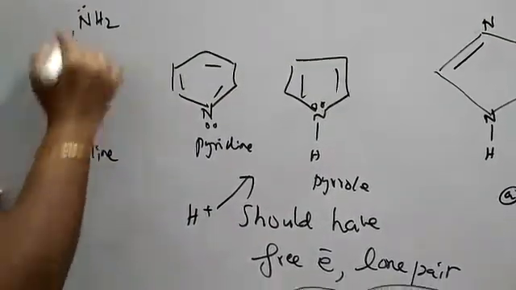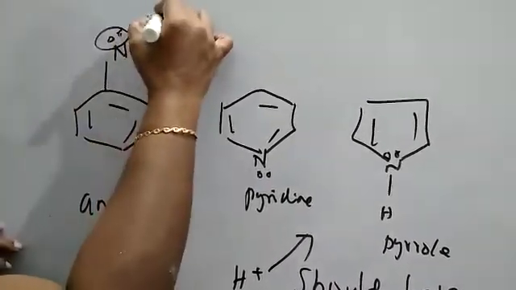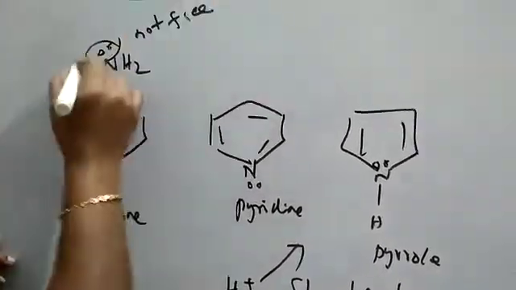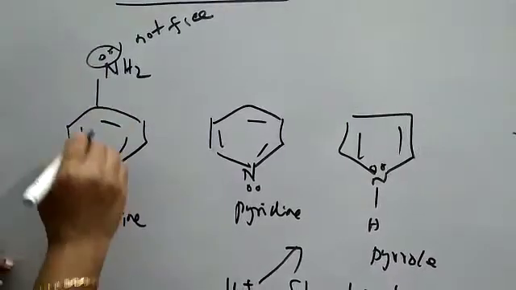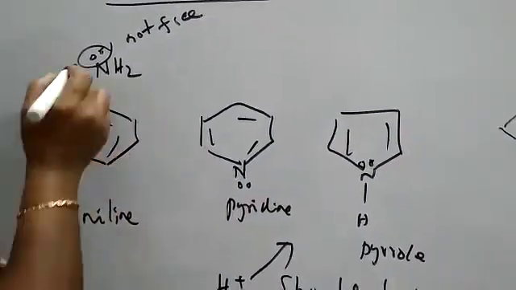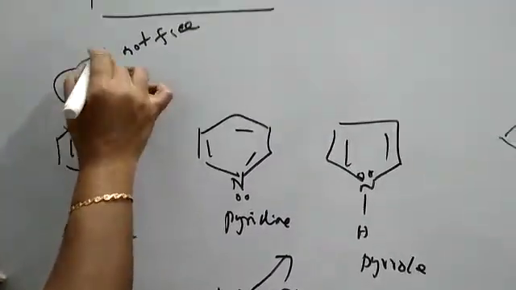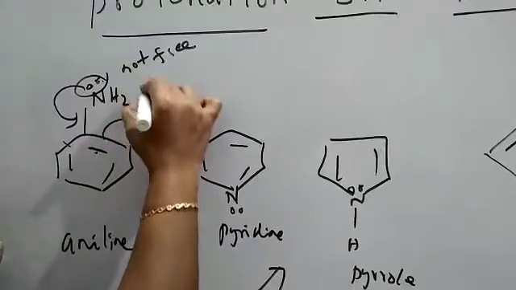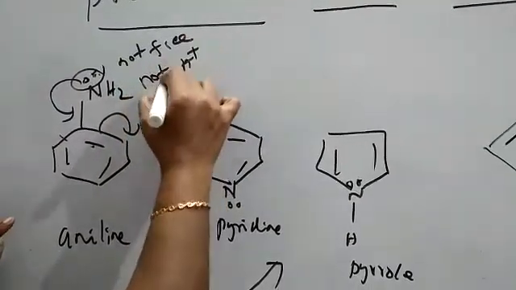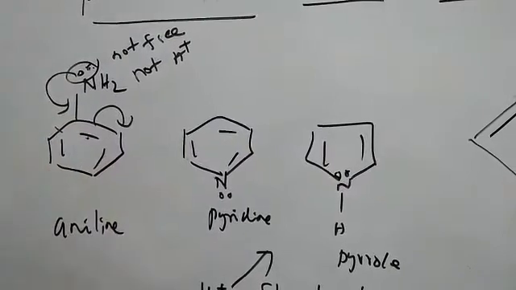Now in aniline, is this lone pair free or not free? This is not free. It is engaged in resonance. The electron shifts here, this is moving here and this is moving. So this lone pair is not free. That means protonation is not possible if it is of the aniline type.